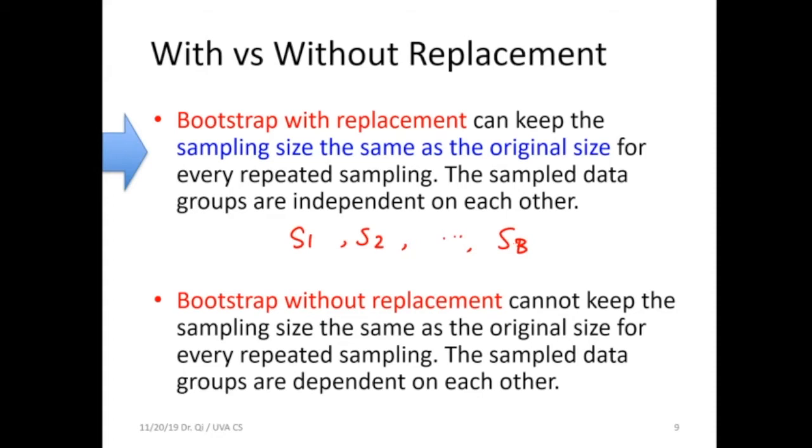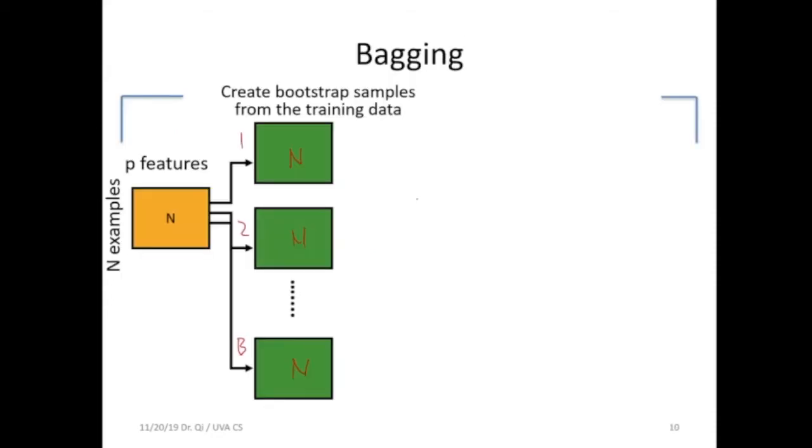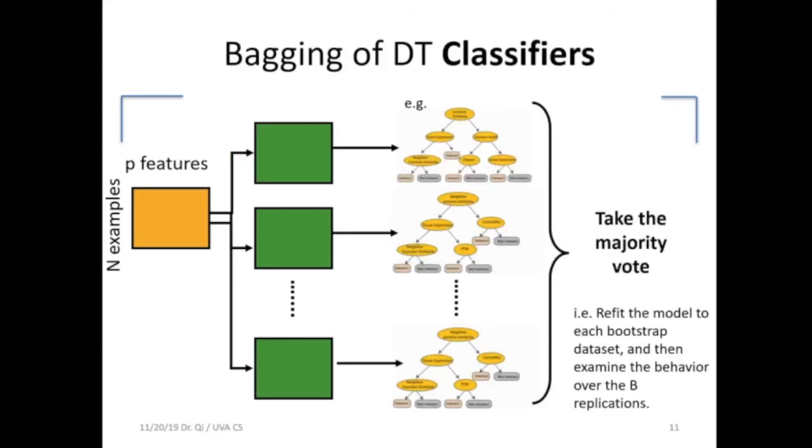All right, so then you create S1 onto SB, and on each bootstrapped training set you train a model. You just train a decision tree model, and you get B different tree models. And then you put all these decisions together. There are various ways to put the decisions together. The simplest is majority vote. You can also do summation.